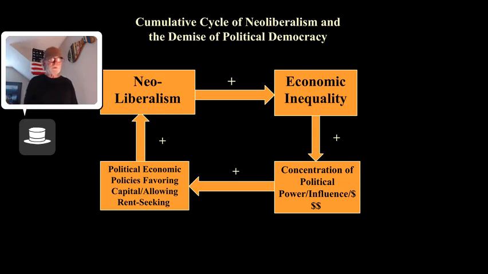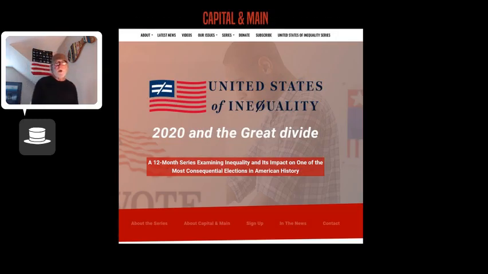That translates into a concentration of political power. That political power is again generated to reinforce the existing system. And how do we break out of this model? That's the big question. And that's what we're facing. This is the website you can go to. They're covering the 2020 campaign season. And they're focusing on the role of inequality. So if you're interested in studying this further, check that out.